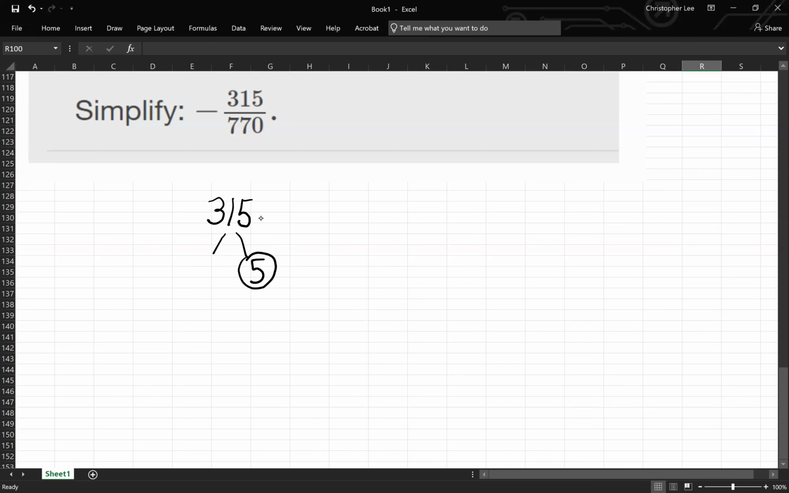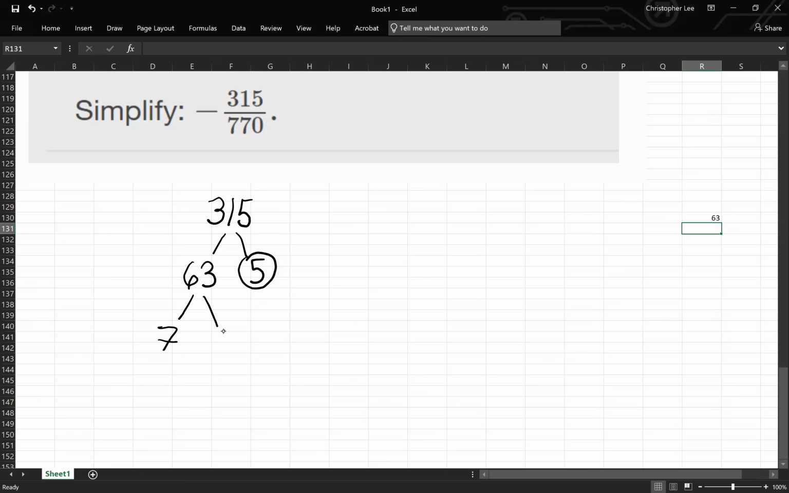So we know that we could divide 5 into 315. I'm gonna cheat because I can. What is 315 divided by 5? Let's see. 63. All right, cool. Now give me two numbers that multiply to give me 63. 7 and 9. Very good, right?